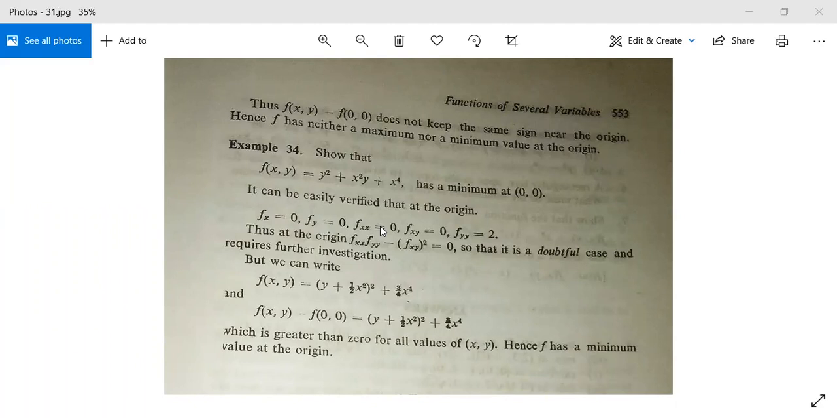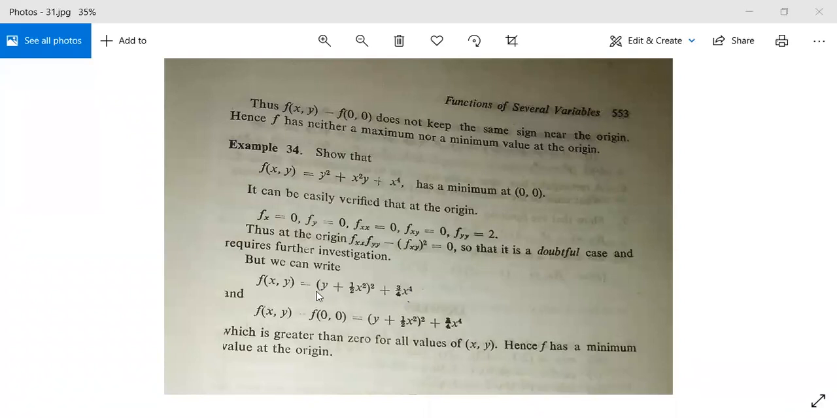Similarly fxx will be your 0 and fxy is 0, but fyy is your 2. From this fy is 2y, so fyy will be 2. Thus at the origin fxx fyy minus fxy whole square is equal to 0 into 2 minus 0 square, it means it is 0. So it is a doubtful case and we need further investigation. जब ये 0 हो जाएगा तभी फर्दर इन्वेस्टिगेशन करना है. But we can write f(x, y) is equal to, ये f(x, y) को हम लिख सकते हैं (y plus x square by 2) whole square plus 3/4 x to the power 4.